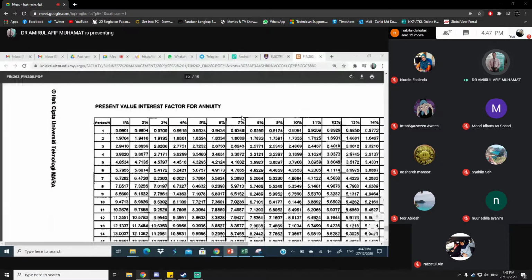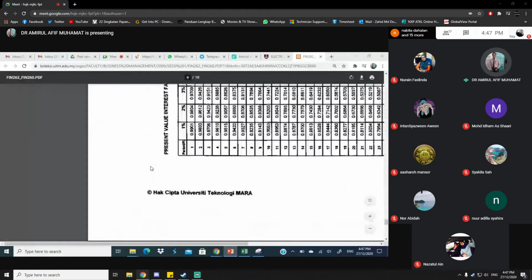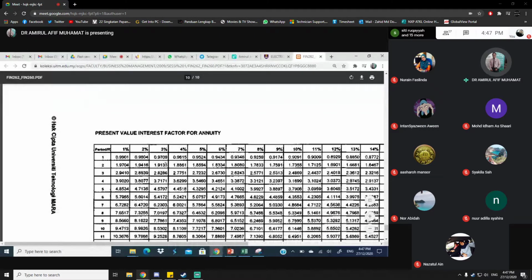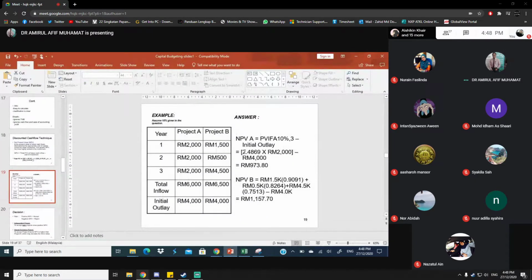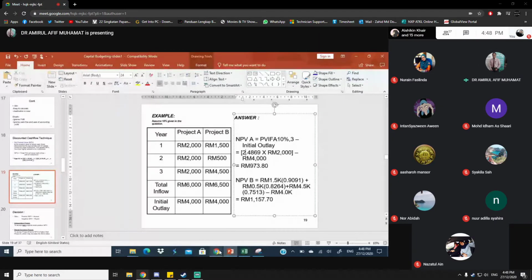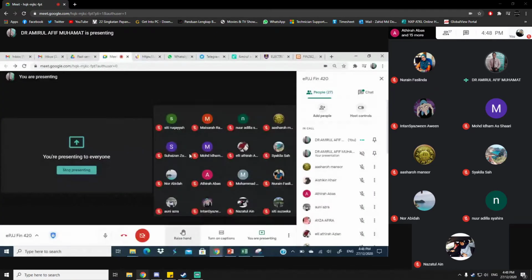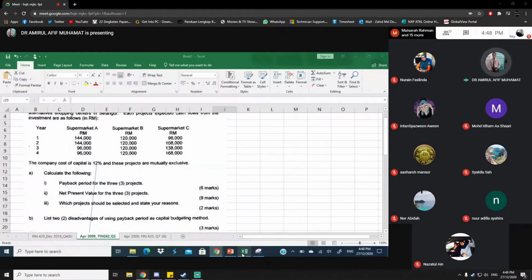So 10% here, if you look at the factor table, the present value interest factor annuity, this one. So 10%, 3 years. This is 3 years and this is 10%. So 10%, 3 years, the factor is 2.4869.